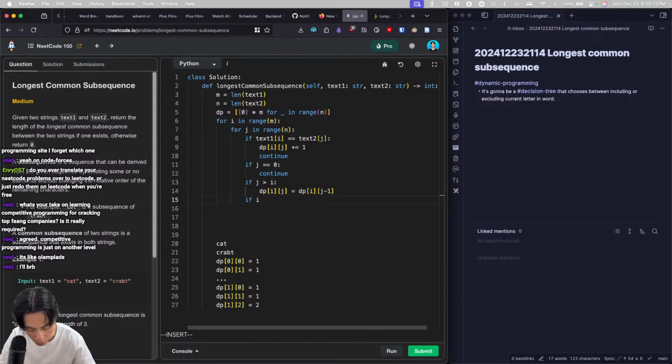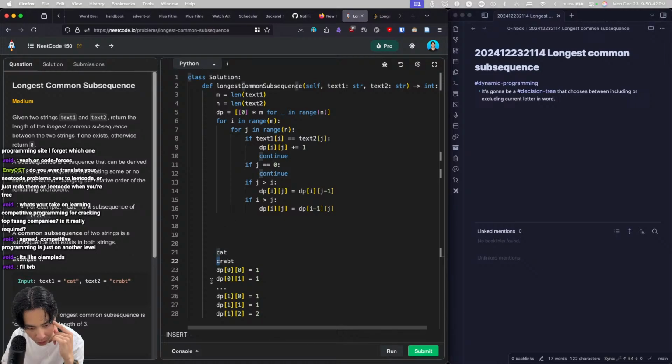If i is greater than j, dp[i][j] equals dp[i-1][j], sorry, i minus 1, j. Alright, because then you have CA and C.